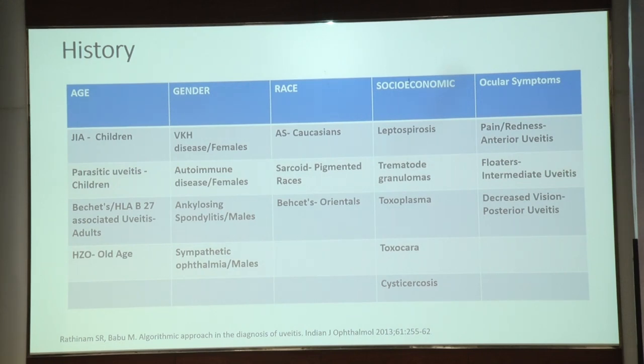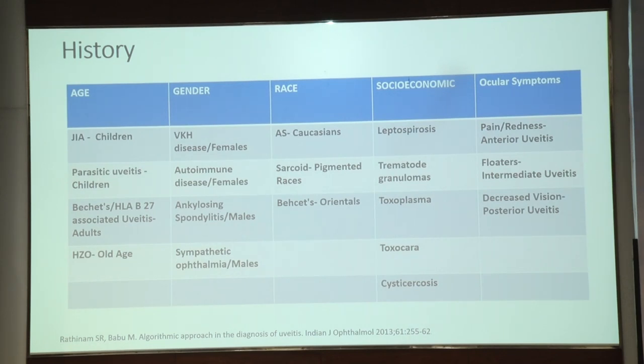Also, certain diseases are common in certain races, like pigmented races will have more of sarcoid. Behçet's is common in Orientals, and in Caucasians ankylosing spondylitis is common. Similarly, in our part of the world, socioeconomic status is very important, and certain diseases like leptospirosis and rheumatoid granulomas will be common in patients of lower socioeconomic strata.